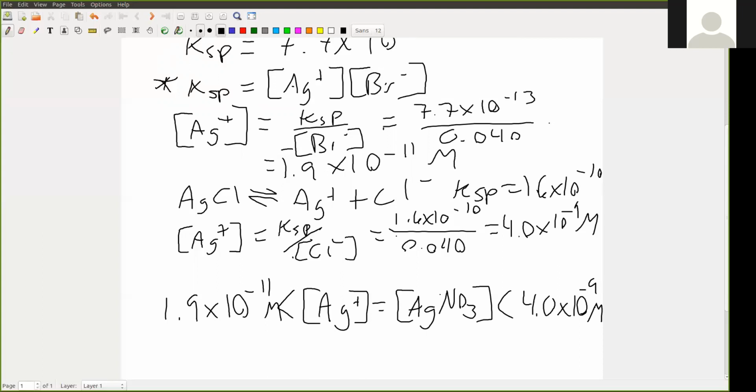You go just a hair underneath 4.0 times 10 to the minus 9 molar. You would figure that out by finding the volume of the solution, and from that you would solve for the moles using the molarity, and that would give you how many moles of AgNO3 you would need.